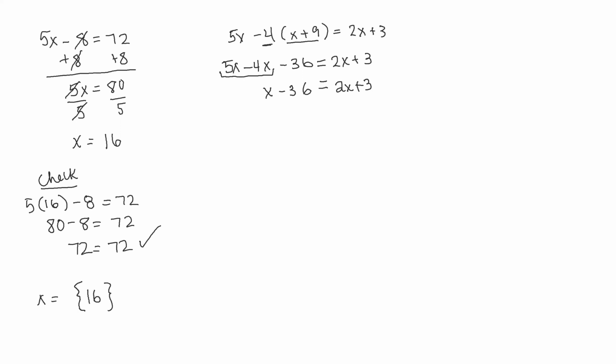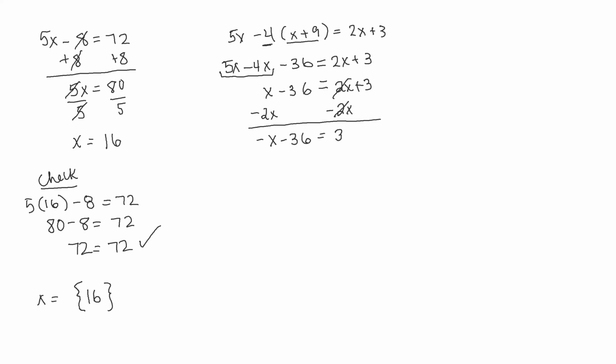That means I need to move this positive 2x. The way we would undo plus 2x is by subtraction. And remember, if I do something to the right or the left, I have to do the same thing on the other side. So I need to subtract 2x from both sides of the equation. On the left-hand side, x minus 2x is -1x, or just -x. I bring down my -36 and my equals. And then on the right, 2x minus 2x is 0. 0 plus 3 is 3.